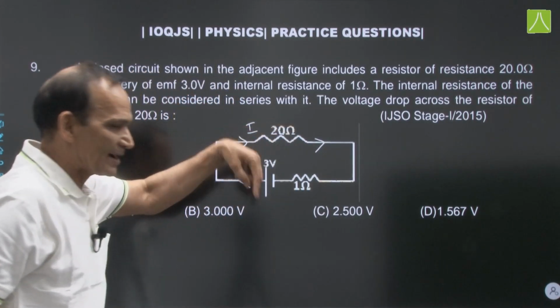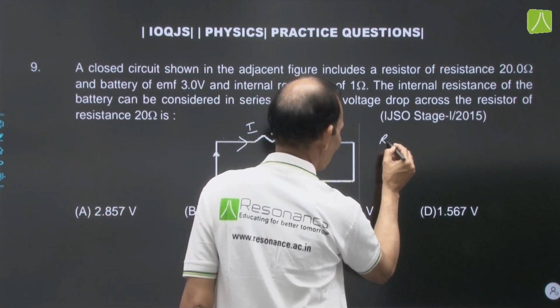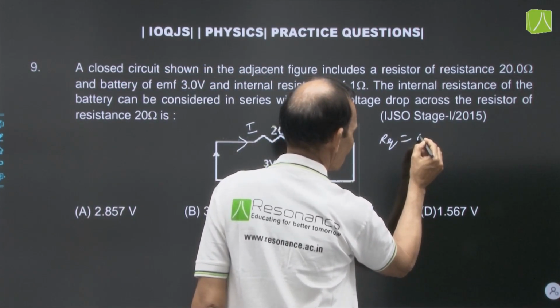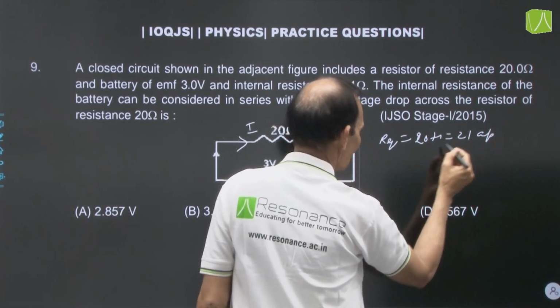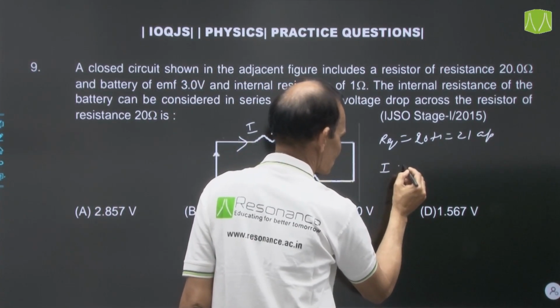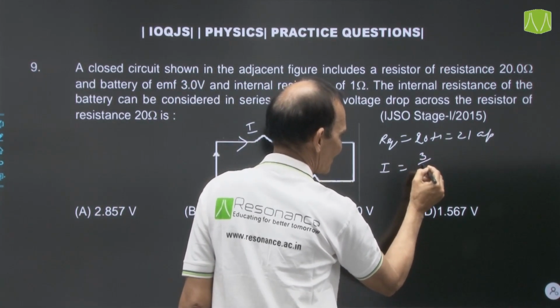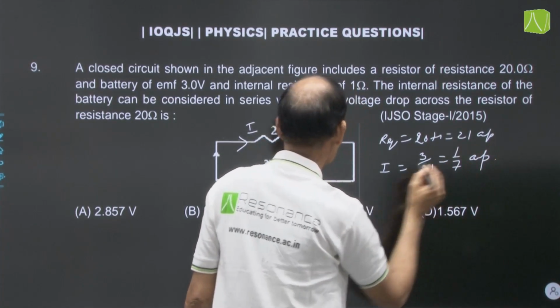So 20 ohm and 1 ohm are connected in series. What is the R equivalent? R equivalent will be equal to 21, that is 20 plus 1, 21 ohm. V is also given, that is 3 volt. So we can easily find I is equal to 3 divided by 21, that is 1/7 ampere. It's the current flowing, I.